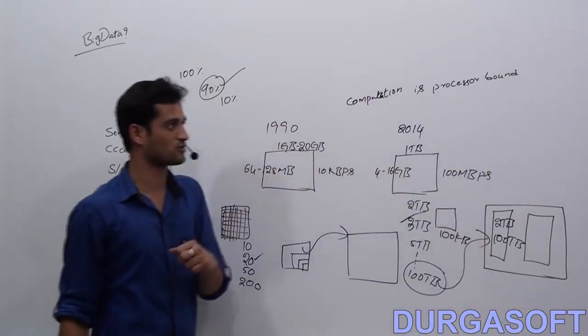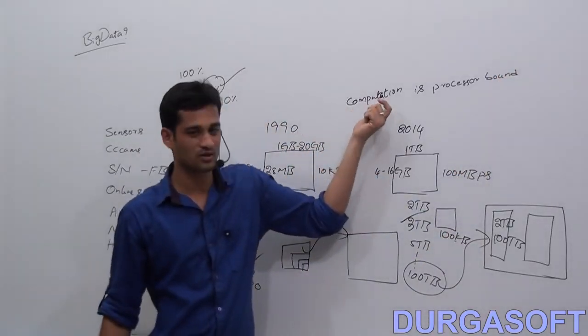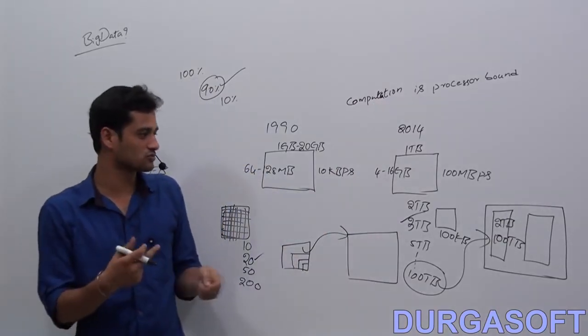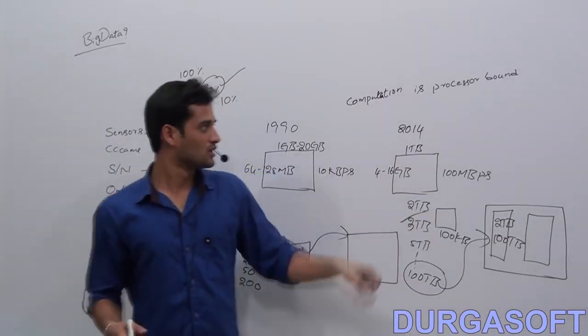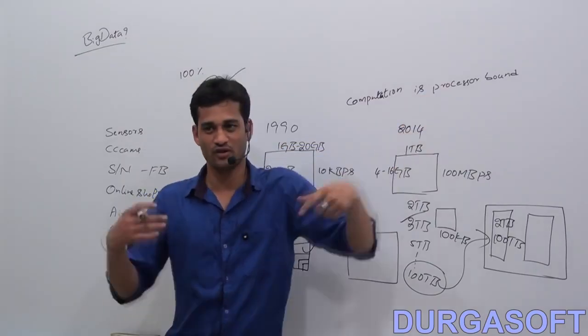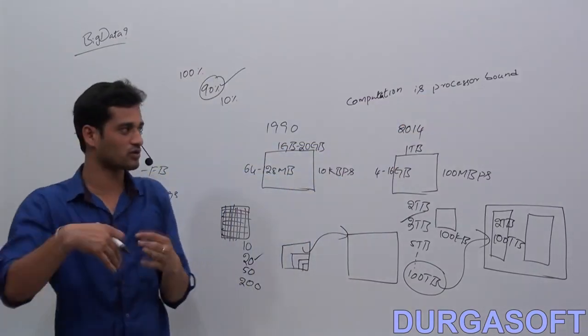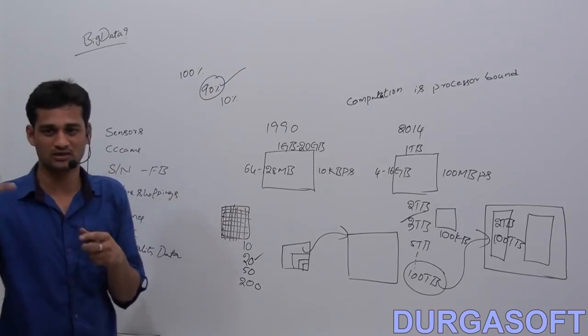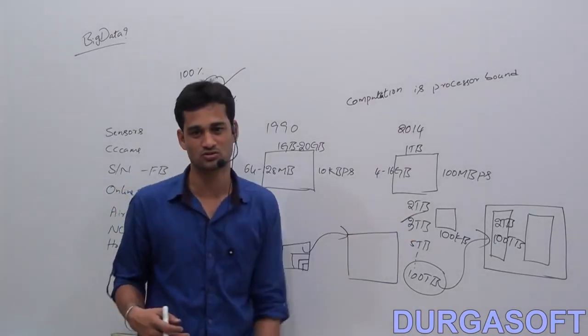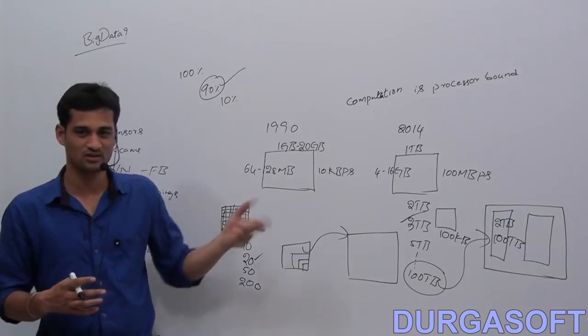Computation is what? Processor bound. Sir, what is computation? Computation means a program which you want to run on your data. So computation is always processor bound. Wherever you are writing that program, wherever you want to run that program, to that system only you have to fetch your data, store it, and process it. That is the only process.